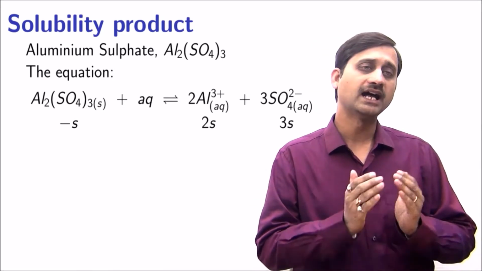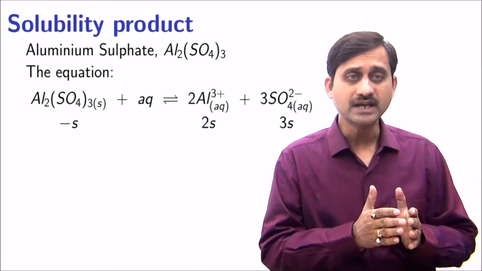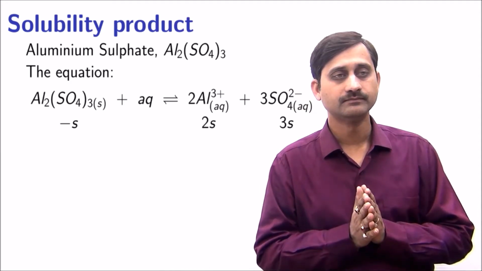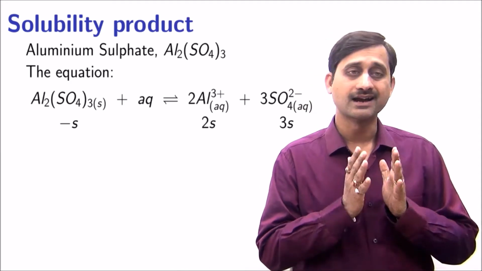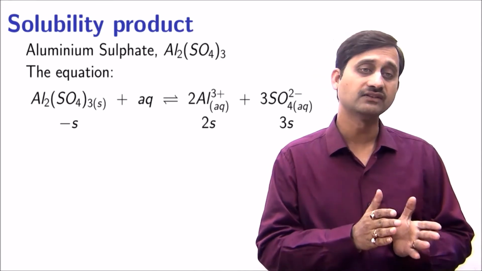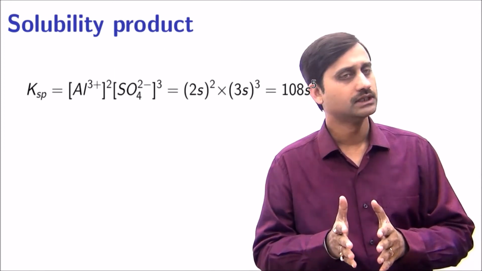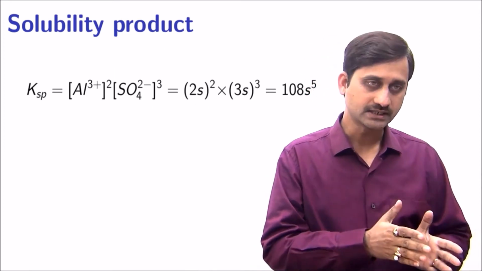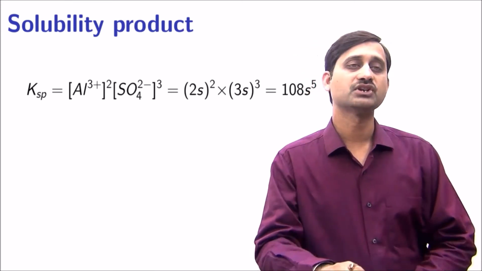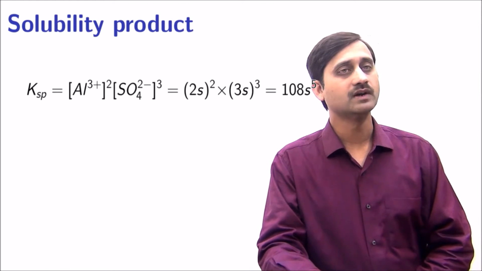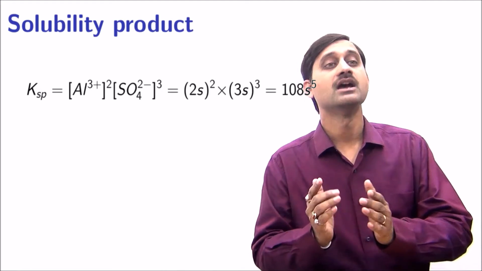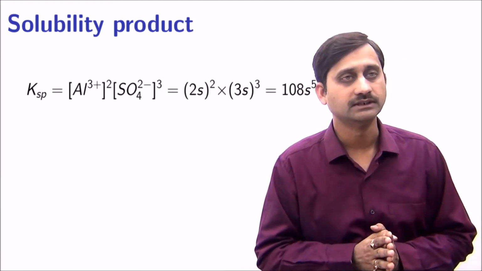So when S moles of aluminium sulfate dissolve, 2S moles of aluminium ion and 3S moles of sulfate will be formed. In this case, the concentration of aluminium is raised to the power 2, while the concentration of sulfate is raised to power 3. The concentration of aluminium is 2S, while the concentration of sulfate is 3S. So the expression for this equilibrium constant is 108 multiplied by the 5th power of solubility.